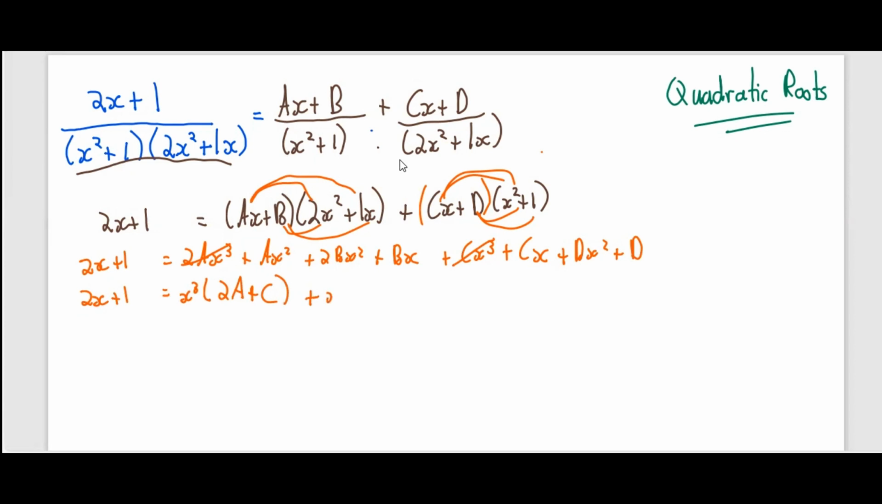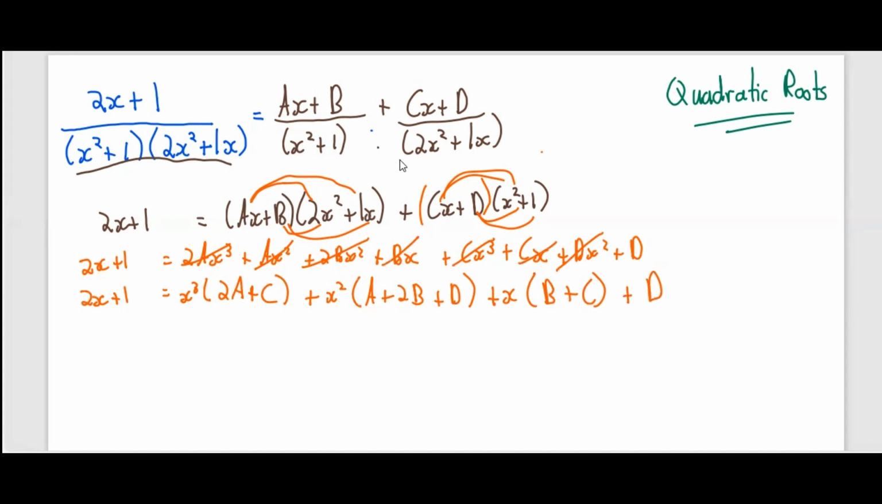Then x squared now. What we have with x squared, we have a, cross out. We have plus 2b, cross out. We have d, and cross it out. X now. So for the x terms we have b and we have c. Cross out, cross out, and then we're just left with d as the remaining constant, right?